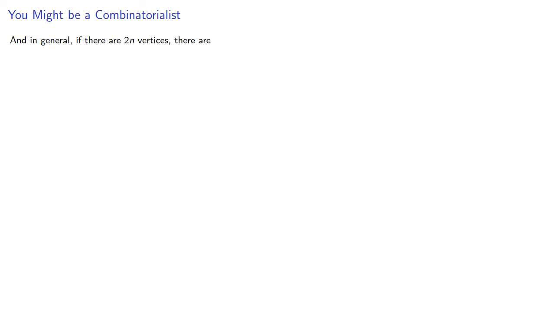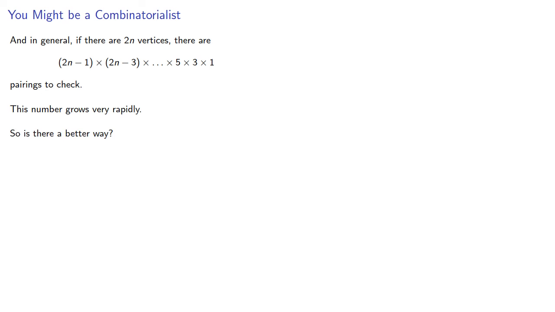And in general, if there are 2n vertices, there are a lot of pairings to check. This number grows very rapidly. So is there a better way? We'll take a look at that later.